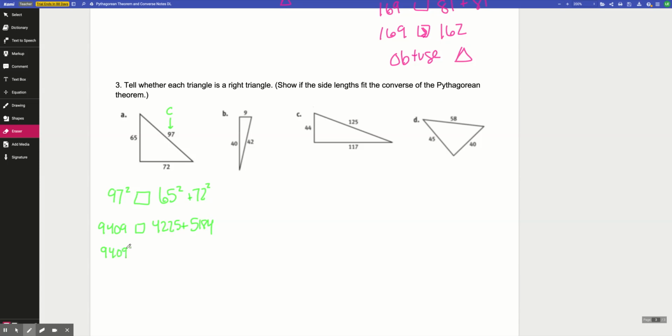So I have 9409. I have my little box. And then if I add these two values together, I get the exact same thing, 9409. So these are equal, which means this is a right triangle.